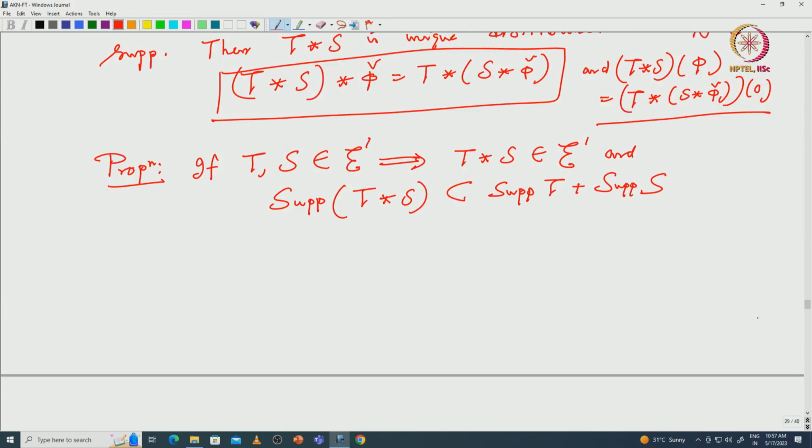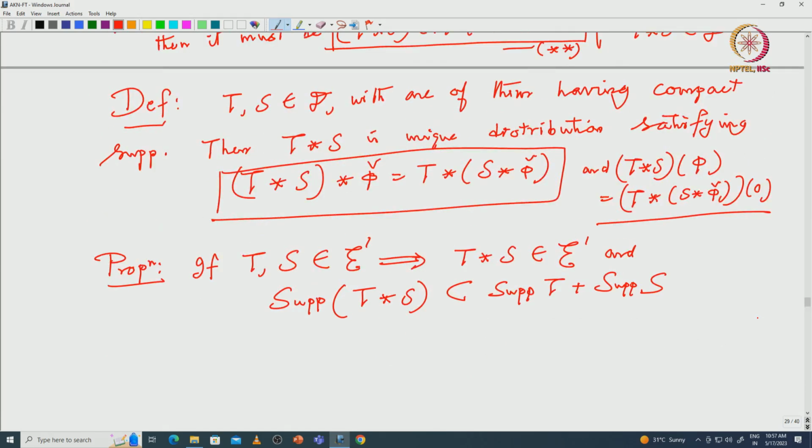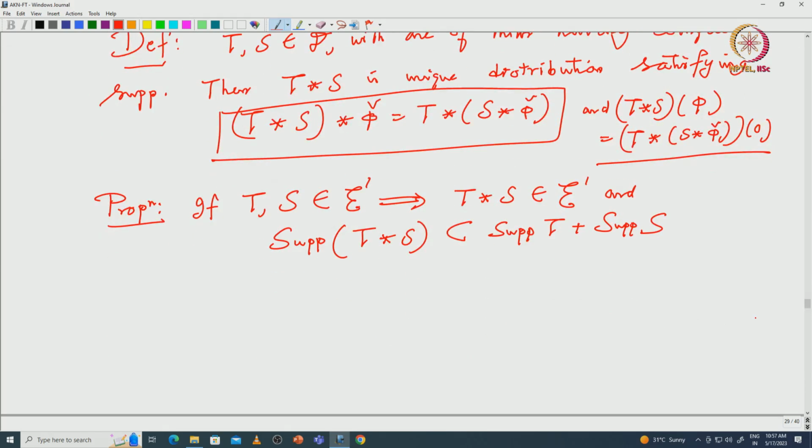As I said, the earlier one I might prove it. So you have another proposition, which I will only state here. I hope I will have place here. Proposition: let T_i belong to D prime, i equal to 1, 2, 3.